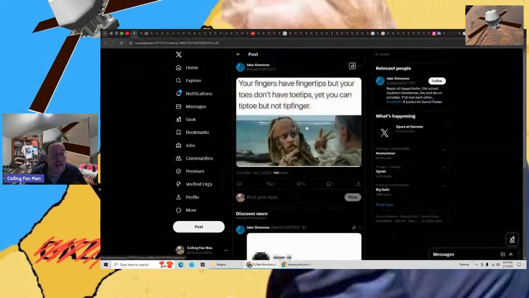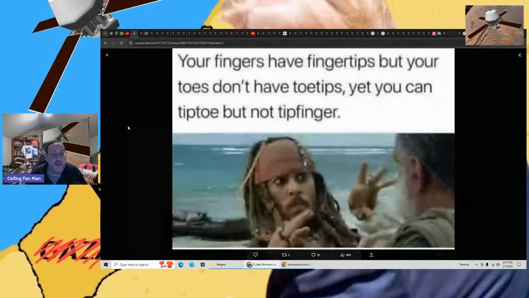And this one I just had to ask, does anyone know the answer to this? How come your fingers have fingertips, but your toes don't have toe tips? And you can tiptoe, but you can't tip finger. Huh? Anyone? Nobody. Isn't that funny? Like, who's inventing our words? It's really a garbage language, English, isn't it?